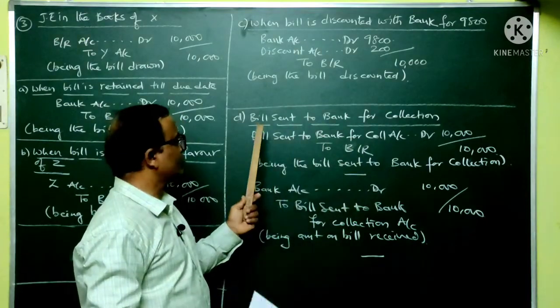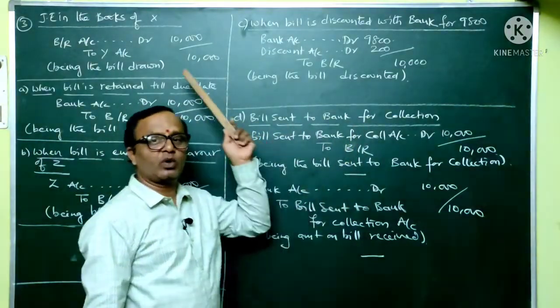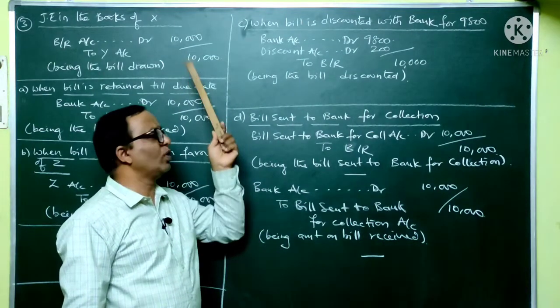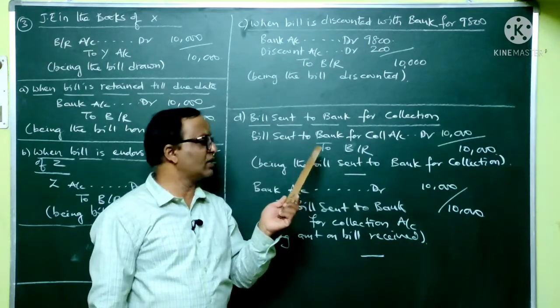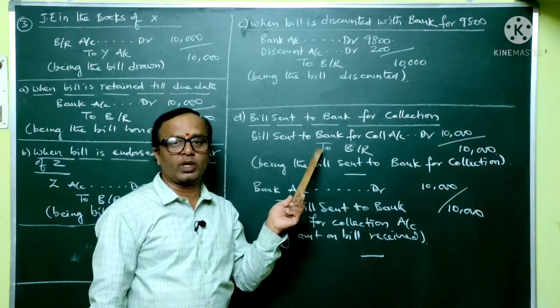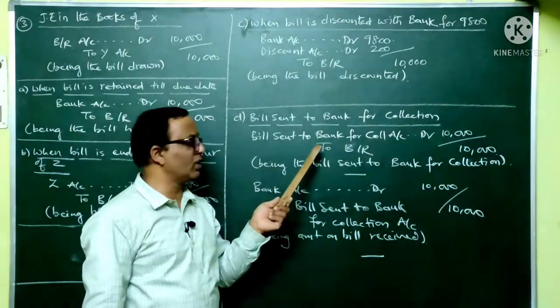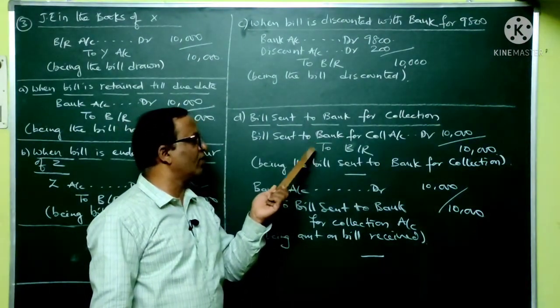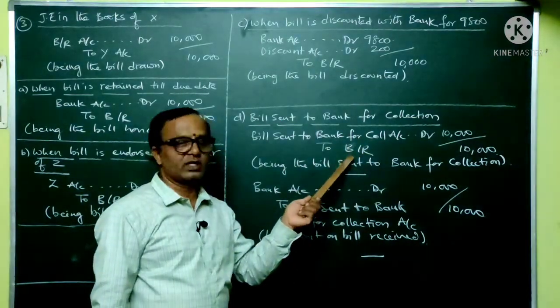Next, this is the next situation, bill sent to bank for collection. That means after drawing the bill on Y, next what you have done is you have sent that particular bill to your banker, asking your banker to collect the money on that bill. So when you have sent the bill to bank for collection, the entry in your books as the drawer will be Bill Sent to Bank for Collection Account Dr. to Bills Receivable.